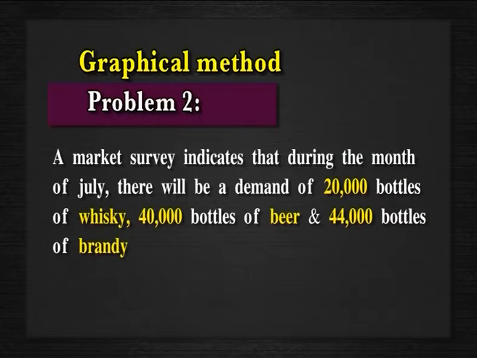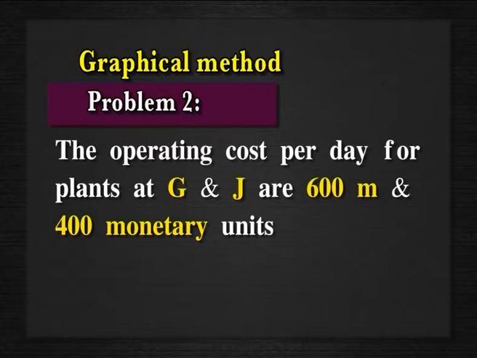A market survey indicates that during the month of July, there will be a demand of 20,000 bottles of whiskey, 40,000 bottles of beer and 44,000 bottles of brandy. The operating cost per day for plants at G and J are 600 and 400 monetary units. For how many days each plant has to run in July so as to minimize the production cost while still meeting the market demand? Solve graphically.